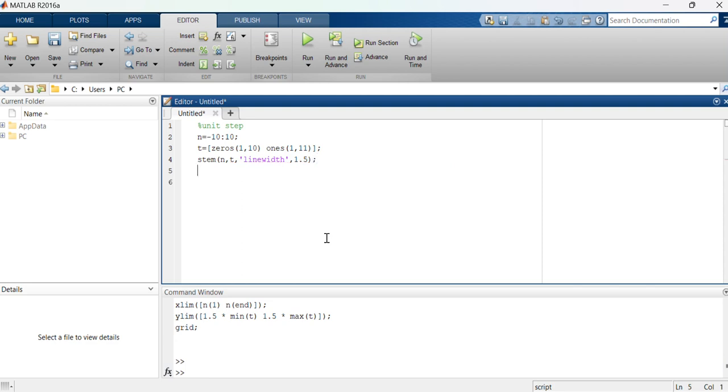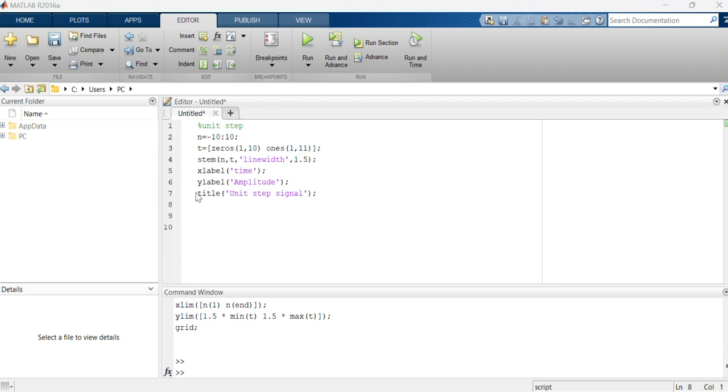Okay, and you could write the x label, time, and the y label, amplitude. Okay, the title could be unit step signal, right? Okay.